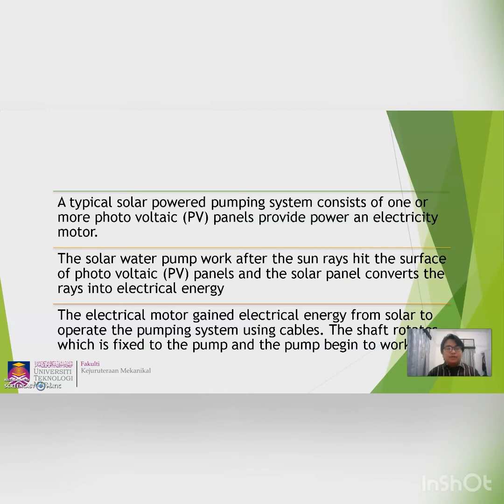The working principle of a solar water pump: a typical solar water pump is powered by and consists of one or more photovoltaic or PV panels that provide power, and an electric motor. The solar water pump works after the sun rays hit the surface of the photovoltaic PV panels and the solar panel converts the rays into electrical energy. The electrical motor gains electrical energy from the solar panel to operate the pumping system using cables. The shaft, which is fixed to the pump, rotates and the pump begins to work.